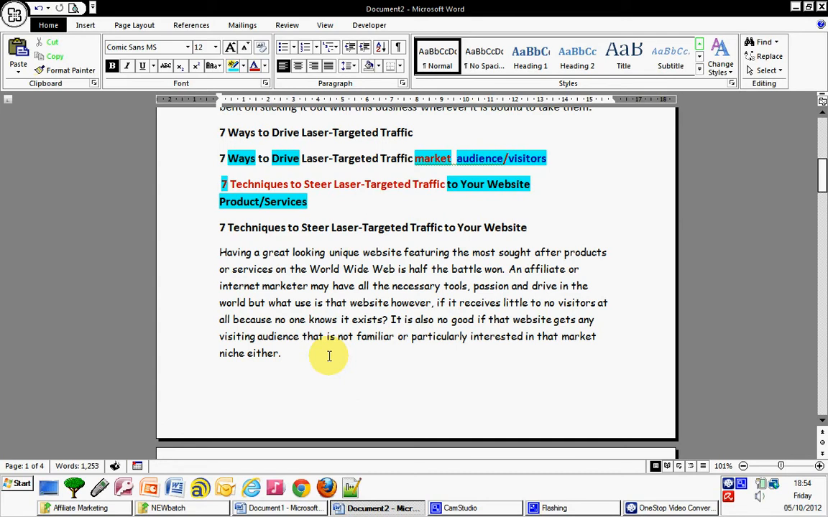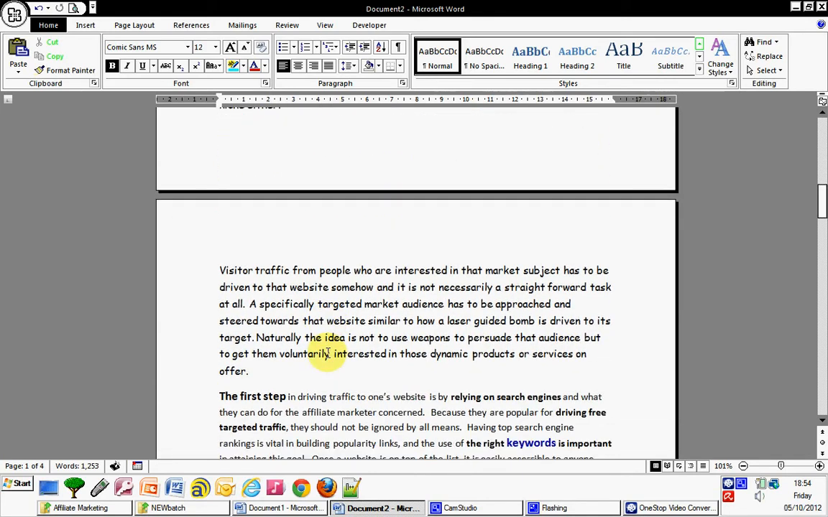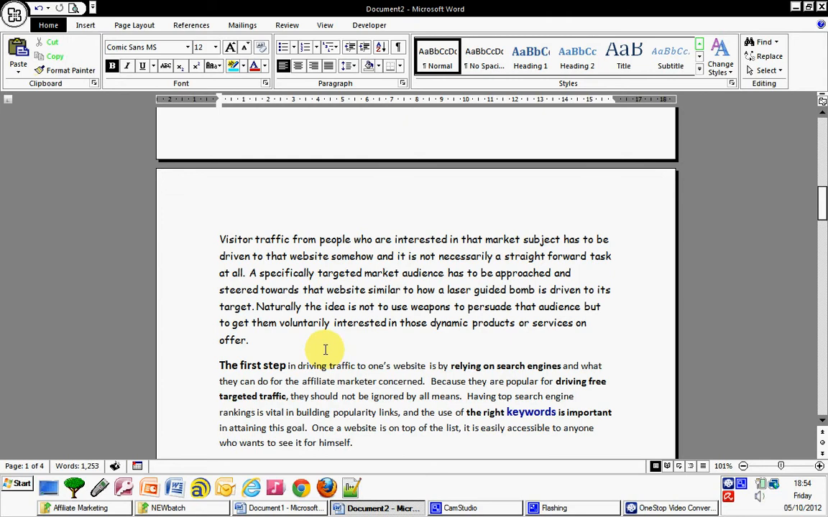It is also no good if that website gets any visiting audience that is not familiar or particularly interested in that market niche either. So to the second paragraph: visitor traffic from people who are interested in that market subject has to be driven to that website somehow, and it's not necessarily a straightforward task at all. A specifically target market audience has to be approached and steered towards that website, similar to how a laser guided bomb is driven to its target. Naturally, the idea is not to use weapons to persuade that audience, but to get them voluntarily interested in those dynamic products or services on offer.